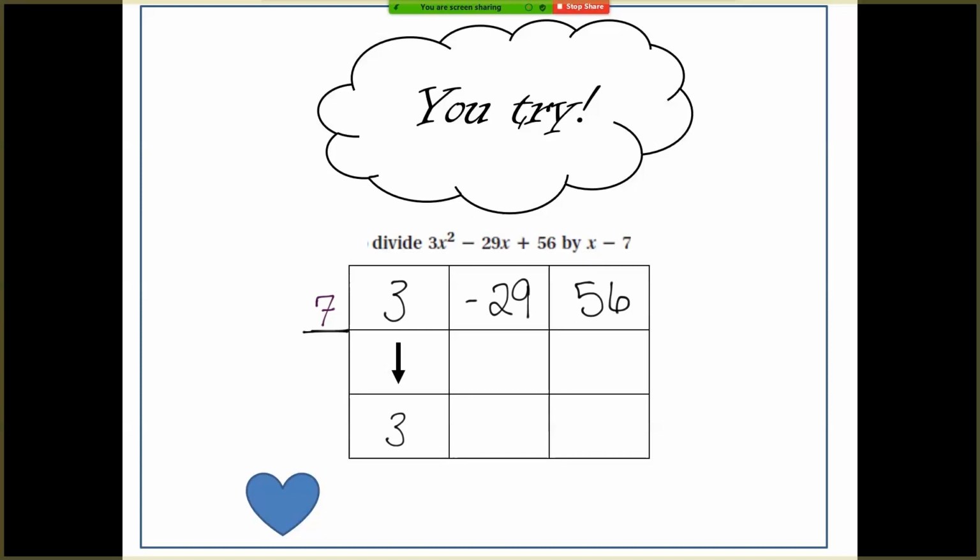So again, my coefficients went across the top. That magic 7 came from me setting this equal to 0. X minus 7 equals 0. Add 7 to both sides. X equals 7. So that magic number is going to be 7.